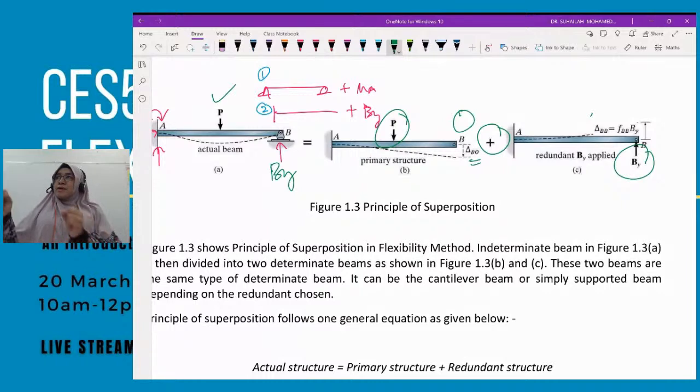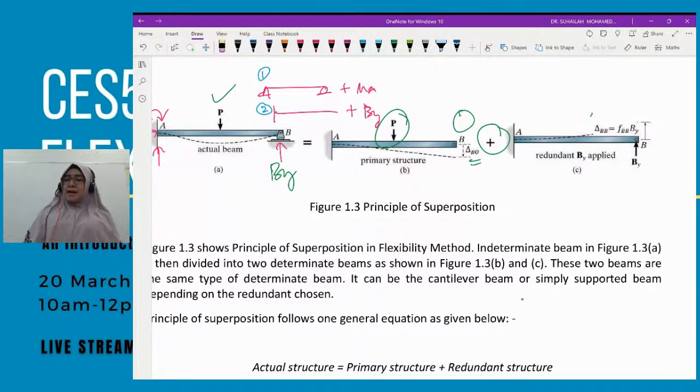Okay, redundant beam, we call it as redundant By applied. Okay, so that we know that the By that we put is an applied By, not a roller. So we will calculate delta based on this By. So don't treat this as a roller, treat this as By.